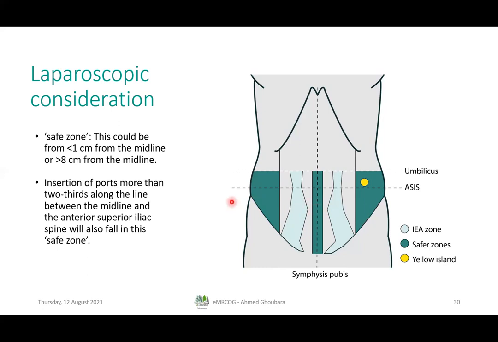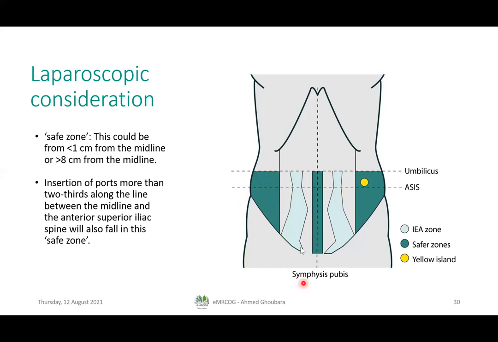As you can see, to be safe to put in the trocar, because injuring the inferior epigastric is a nightmare to the laparoscopist. You need to be either 1 centimeter from the midline here, so you would be medial to the inferior epigastric, or 8 centimeters away from the midline, in this dark green part of the abdomen, and right here you'll be lateral to the inferior epigastric course.